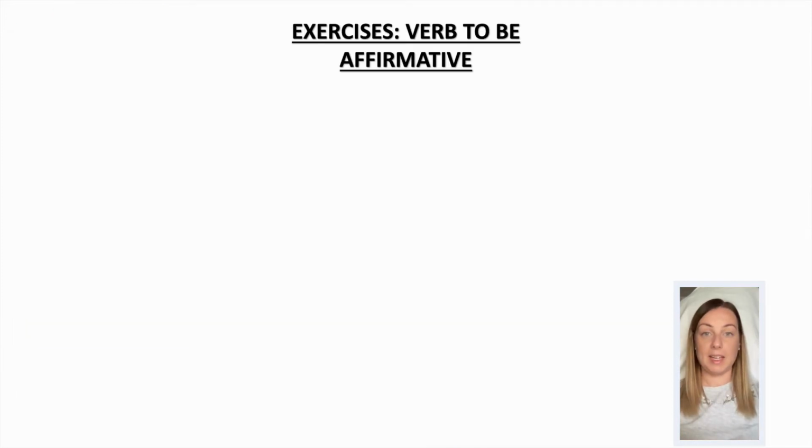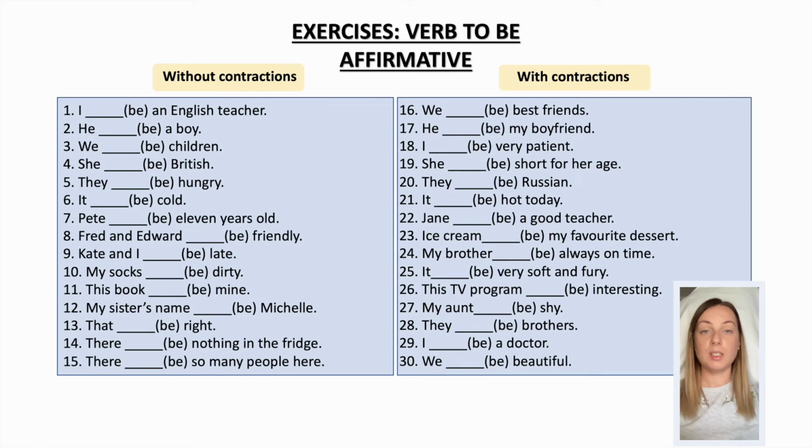Here are some exercises for you to do using the verb to be affirmative form. Numbers 1 to 15, you have to answer without using contractions, whereas 16 to 30, you have to complete with contractions. Now, pause the video so that you can complete the exercises. When you are finished, press play to see the answers. Okay, now repeat after me.